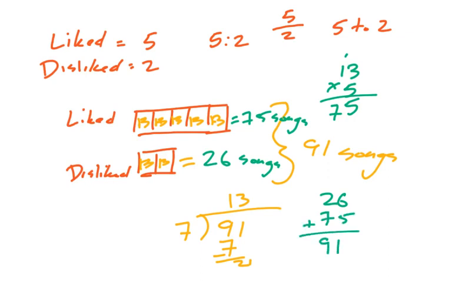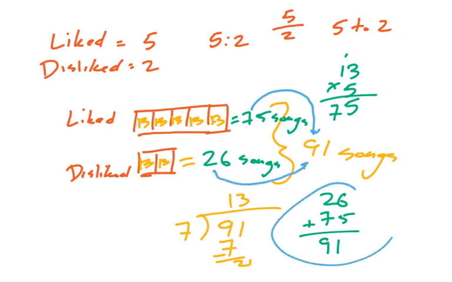So let's do a quick check and just make sure that 26 plus 75 is equal to 91. The reason why we do that is because we need to see that this number and this number together make all the 91 songs. And in this case they do. So we can see that John disliked 26 songs, but he liked 75.